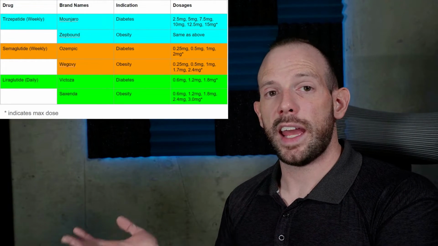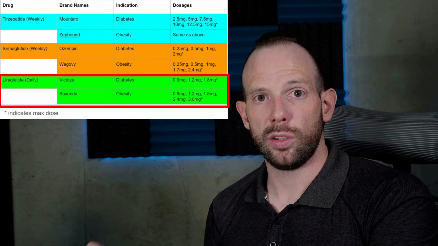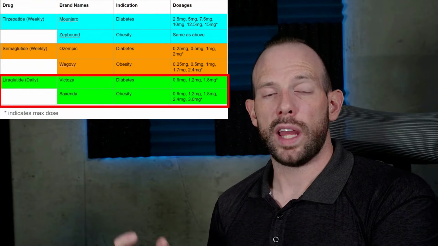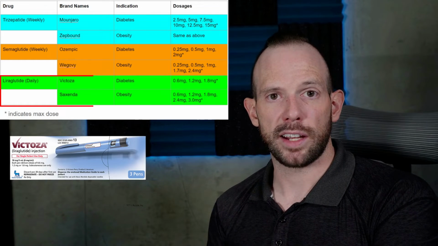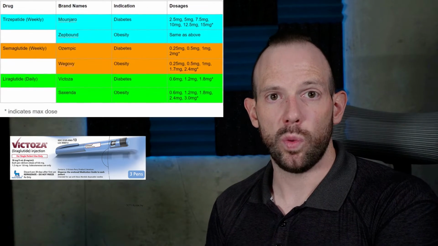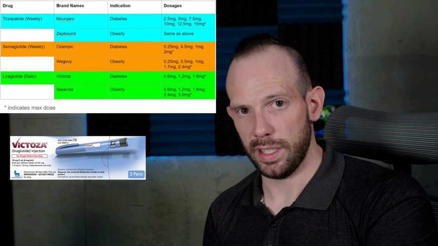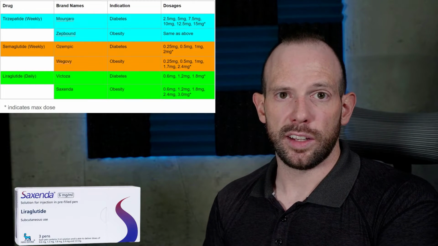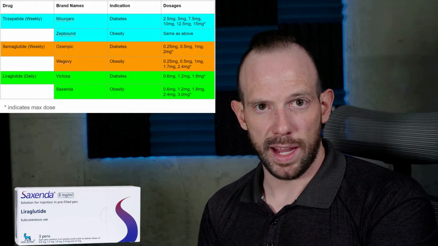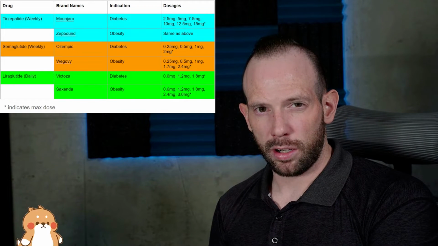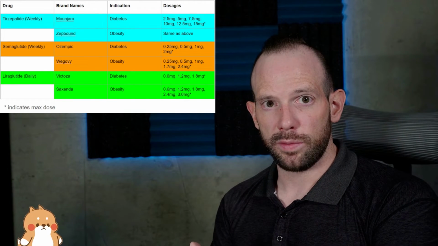And then finally at the bottom here we have liraglutide, which is in the green. We have Victoza and Saxenda. Again, Victoza is a max dose of 1.8 milligrams once per day, only used for diabetes management. And Saxenda is up to a max dose of 3 milligrams once per day, only used for obesity management. All right. Everybody clear on that? Does that make sense? Clear up all the confusion?